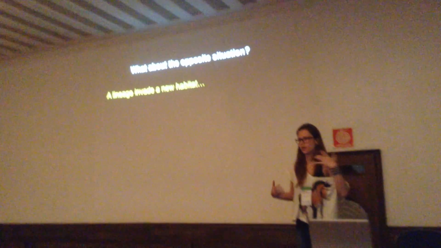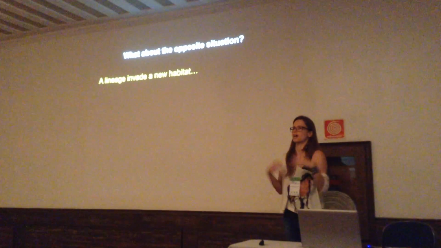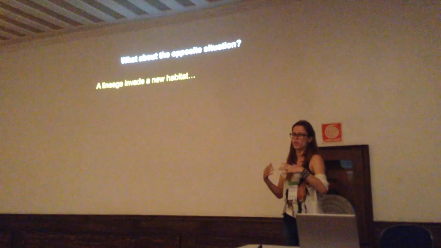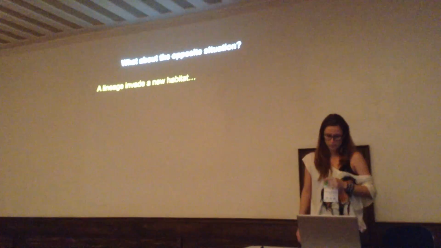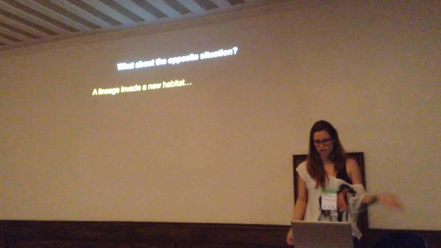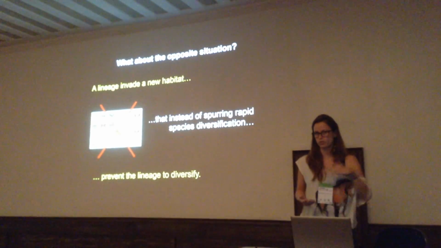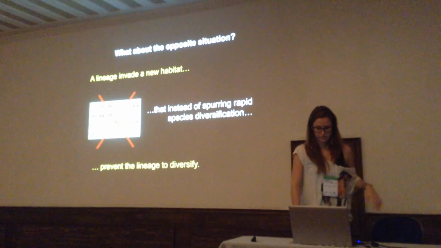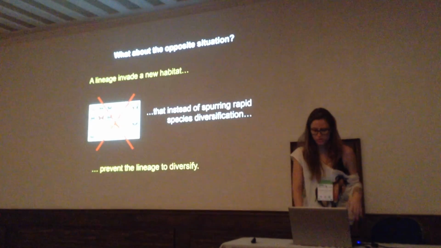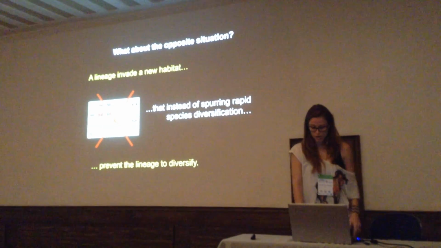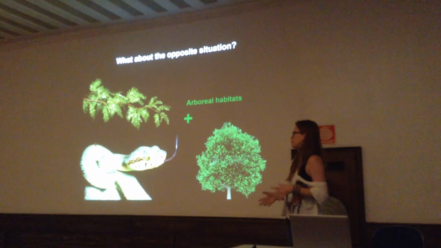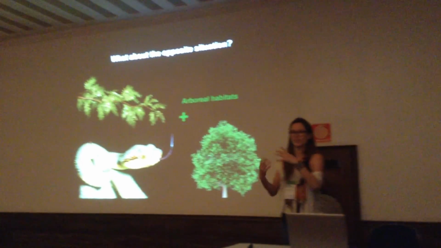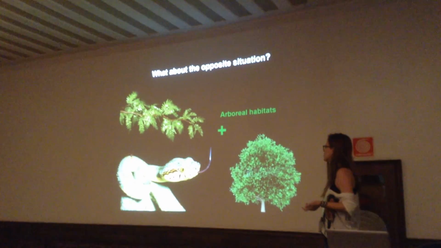So what I want to talk about here is not a situation where an adaptive radiation takes place. I want to talk about a situation that might be the opposite case. Imagine a lineage that also invades a new habitat, but the interaction of the lineage with the environment will not spur species diversification, and in fact will prevent the lineage from diversifying. This is what we think might happen when a lineage of snakes invades the arboreal environments.